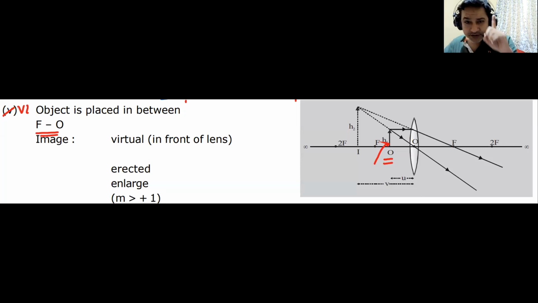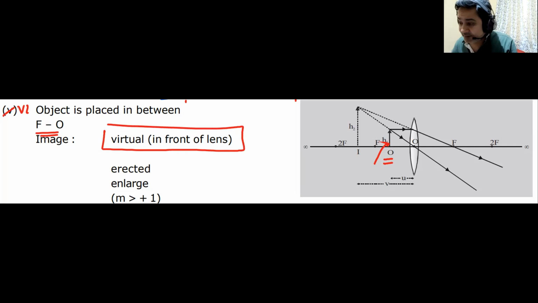And remember one very important thing, the image is virtual and it is on the same side of the lens. You can see this image is on the same side. It is erect. It is enlarged. The magnification is greater than +1. Same case as what we saw in case of a concave mirror.